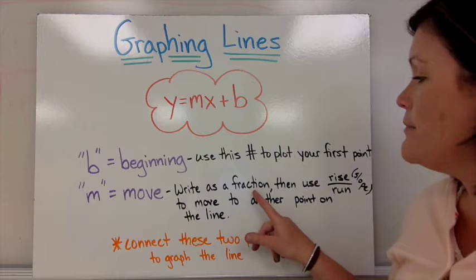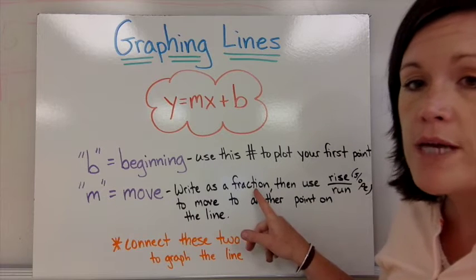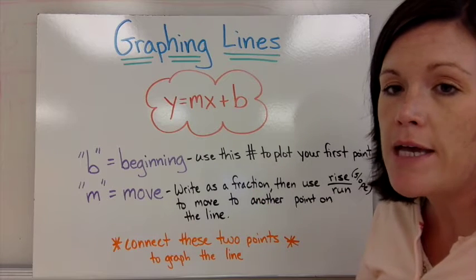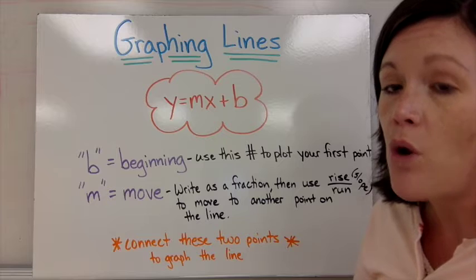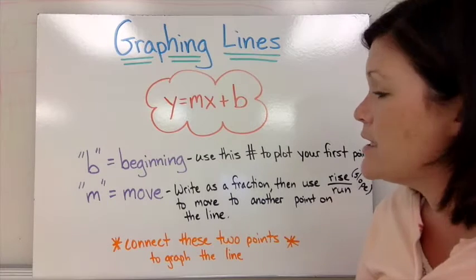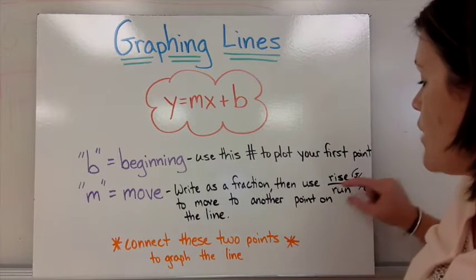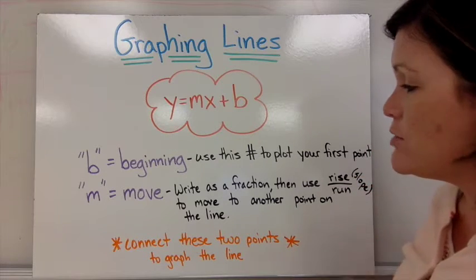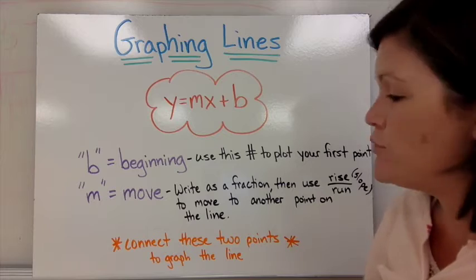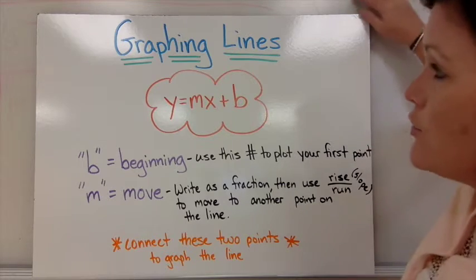You want to write m as a fraction if it's not already a fraction. Remember, if there's nothing underneath a number, there's always a 1. And if it's a negative, then it's -1. Then use rise over run, so you're going to use the slope to move to another point. We're going to look at some examples. You connect your points and you graph the line.